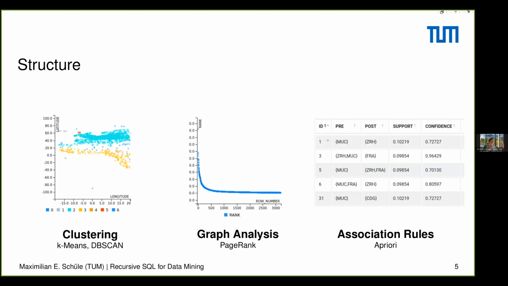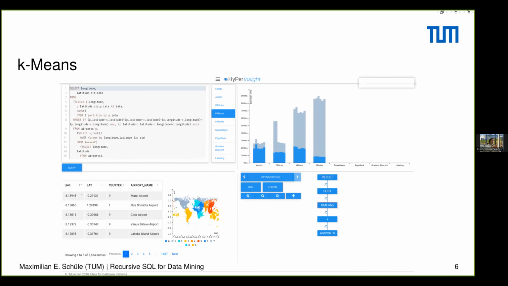The structure of this talk is as follows. I will show you how clustering, graph analysis, and association rule mining work using recursive SQL. And then I will show you the evaluation. So let's start with k-means. For this, we have created some table operators and a HyPer-based web interface where we can execute all the SQL functions and also our recursive tables.